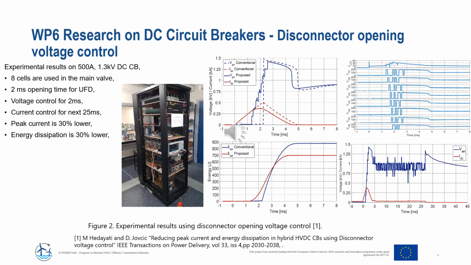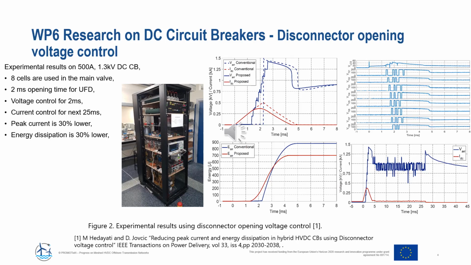This slide shows the experimental verification of disconnector voltage control on a 500 ampere 1.3 kilovolt prototype at University of Aberdeen laboratory. We used 8 cells in the main valve, and our UFD has a 2 milliseconds opening time. Graphs on the left show the voltage and the current, and we can see that the proposed concept reduces the peak current by approximately 30%. The lower graph shows that the energy with the proposed concept is also reduced by approximately 30%.